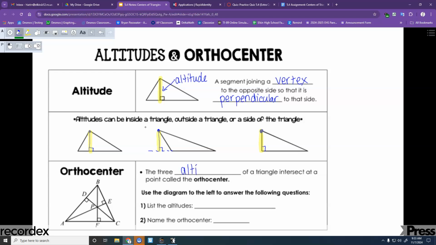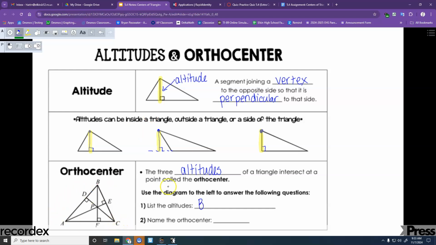The three altitudes of a triangle intersect at a point called the orthocenter. So for this, I just need to be able to identify the altitudes and the orthocenter. So somebody give me one of the altitudes for this triangle.